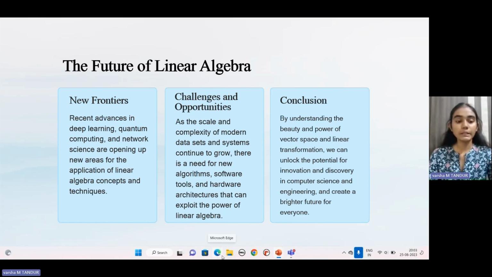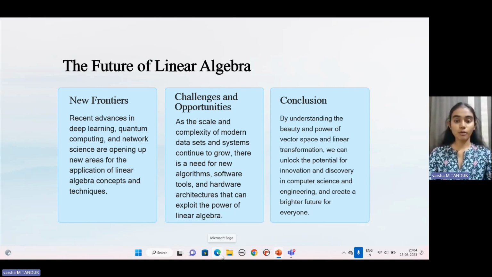Recent advances in deep learning, quantum computing, and network science are opening up new areas for the application of linear algebra concepts and techniques. The challenges: as the scale and complexity of modern data sets and systems continue to grow, there is a need for new algorithms, software tools, and hardware architecture that can exploit the power of linear algebra.